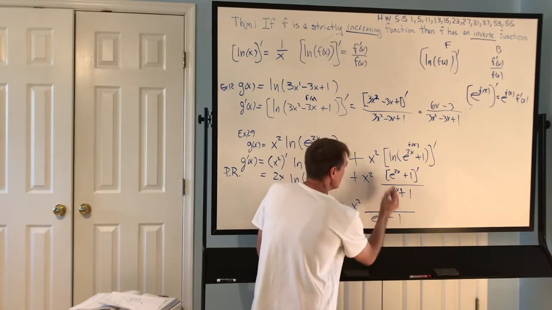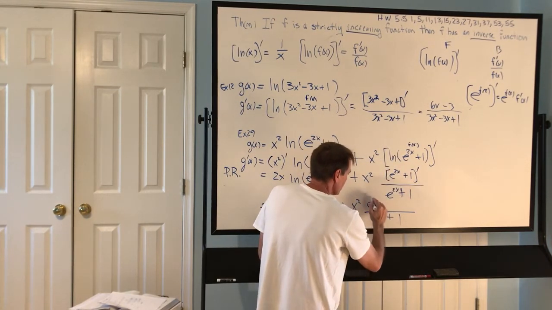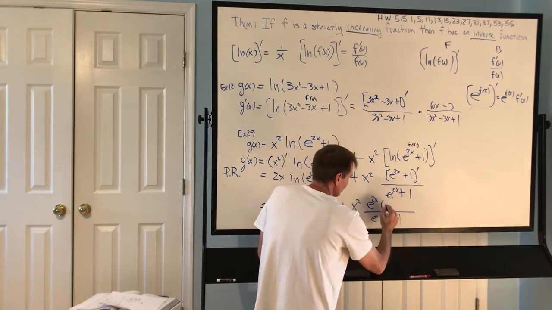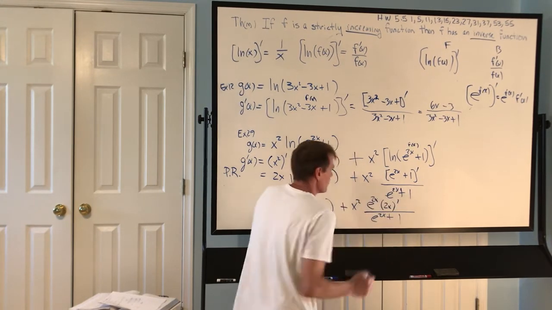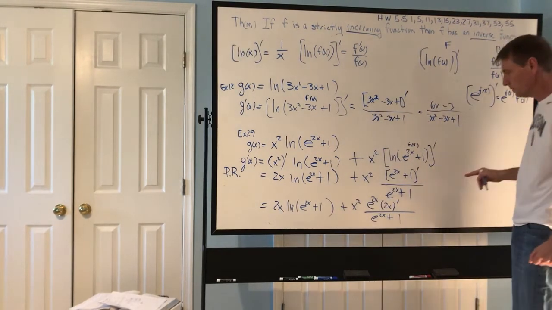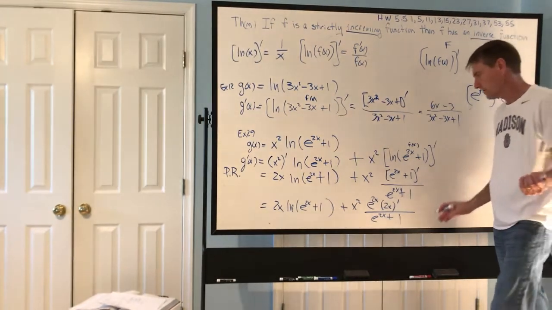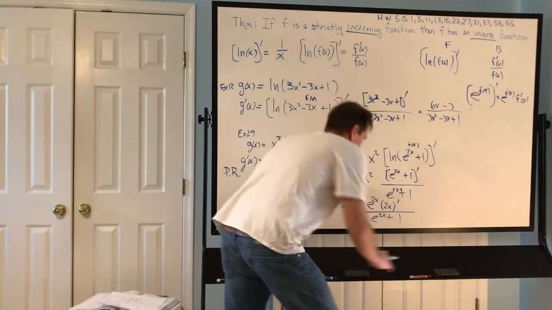It's e to the f of x. Taking the derivative of this, it's e to the 2x times the derivative of 2x. But what is the derivative of 2x? And hopefully, like Dr. Warren, that is 2.